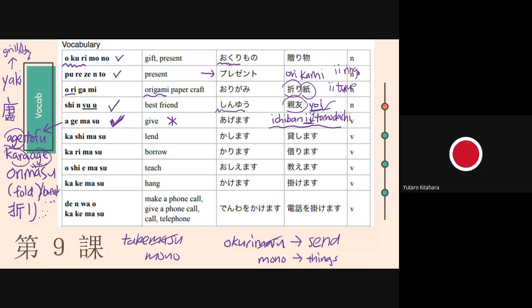Okay, don't care about all this agi. Another agimasu is raise. Raise hand, the raise also uses agi, because the kanji is shang. Raise your hand. But no need to know all this. For this lesson, agimasu is give.